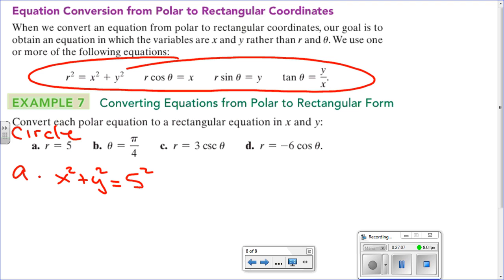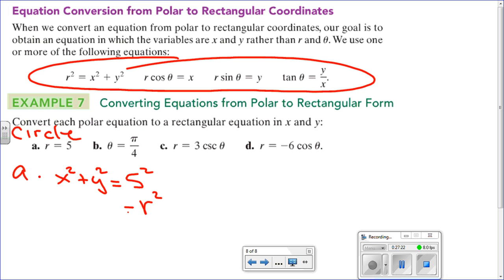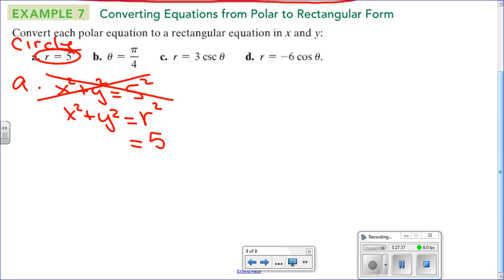So we're going to use r squared equals x squared plus y squared. Pretend that we don't have this yet, okay? And then we use the number that they're giving us, that's all we have, to substitute it here in place of the r. So then we put here 5 squared, and that will give us 25.